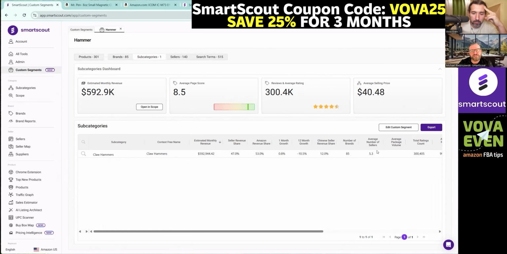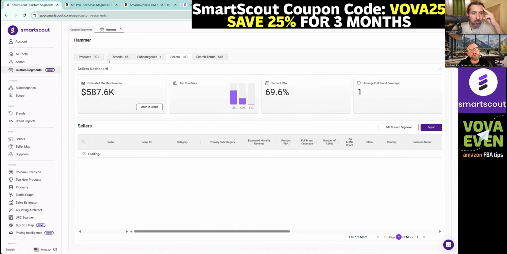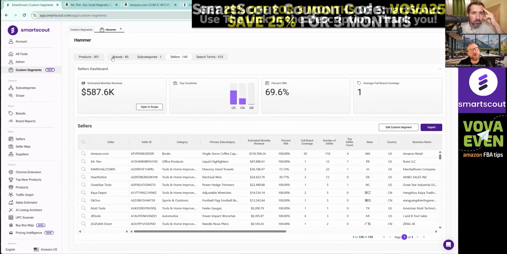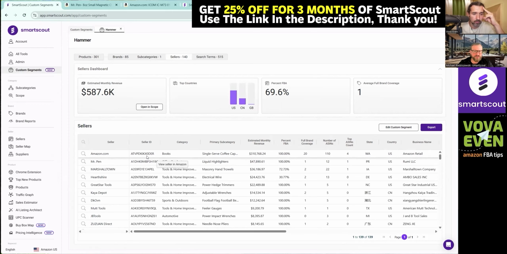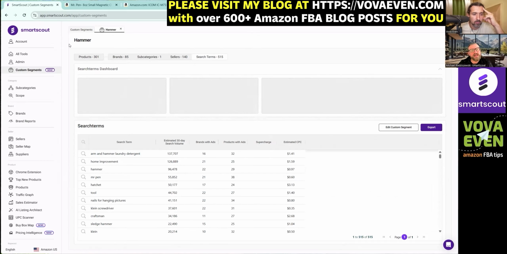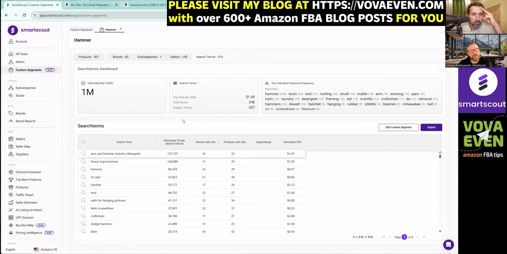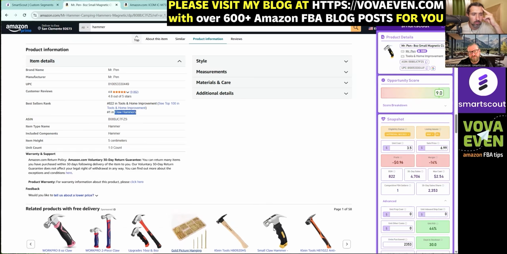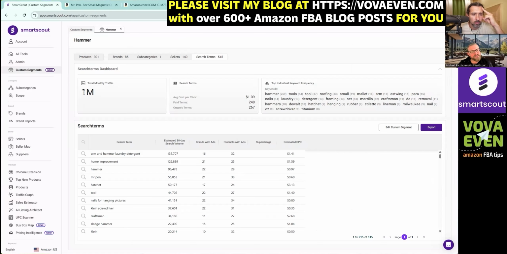Just kind of going off on a tangent here, showing a little bit of SmartScout side tools. You can see all the sellers now. So look, we have 85 brands, 300 products, but only 140 sellers are selling them, including Amazon Books, which is super strange. And then finally, search terms. All the search terms that these 301 products have been identified under, there are 515 of them, and they basically have 1 million clicks in terms of monthly traffic.